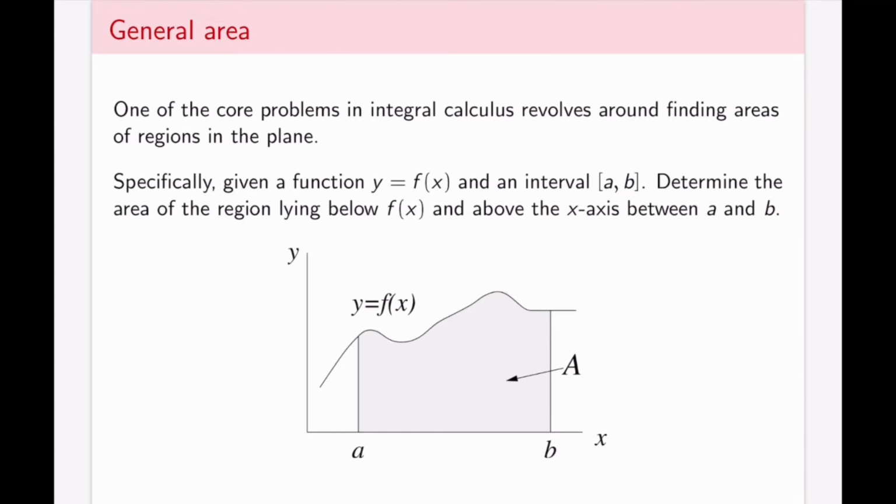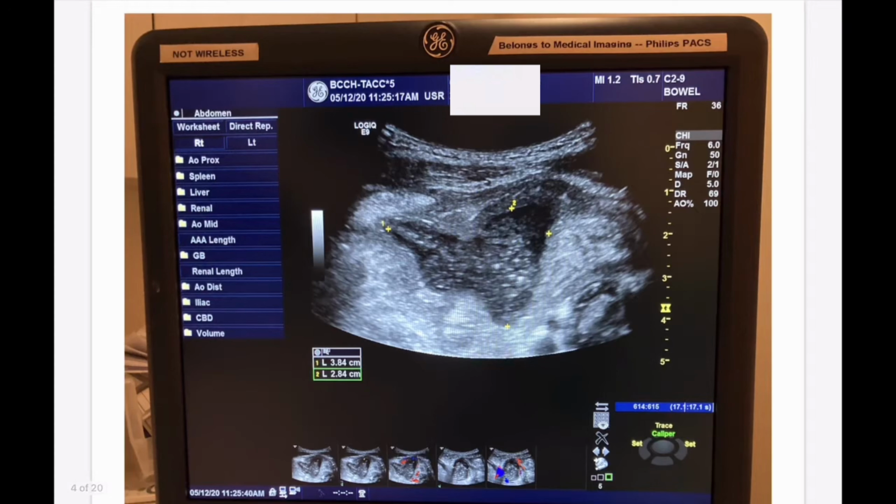We see lots of applications to these ideas, in particular, for example, in medical study. So my daughter in December of 2020 had a perforated appendicitis, and this is actually an ultrasound of her abscess near her appendix. As you can see, the measurements that are taken are across the widest part in each of the two dimensions that the ultrasound can see.